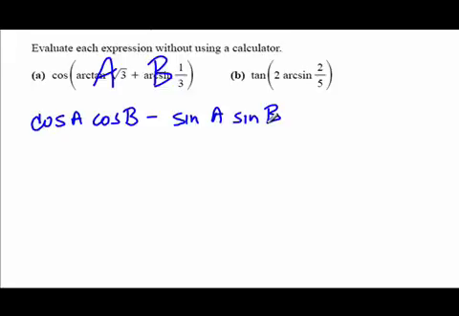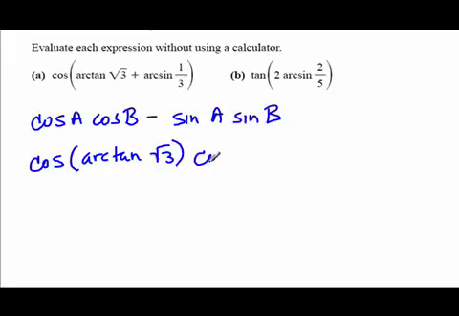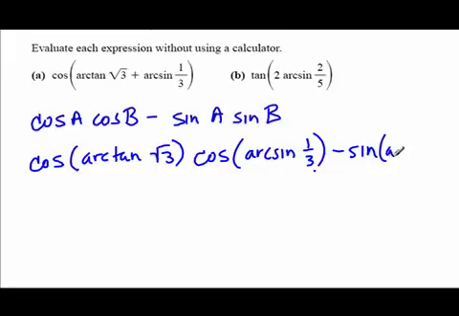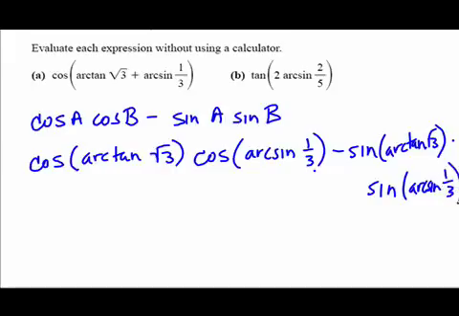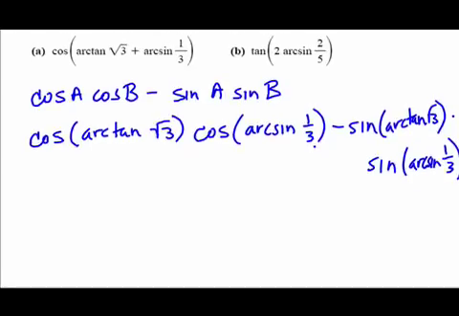Now we'll take out the A and the B and actually replace them with what they are. Yes, it gets kind of messy. Cosine A is the same thing as cosine of arctan of root 3, times cosine B, cosine of arcsine of 1/3, minus sine A, sine of arctan of root 3, times sine of arcsine of 1/3. And each one of those is just an example of our earlier problems. Some of these are a little bit easier than others. Let's get in and see what happens here.